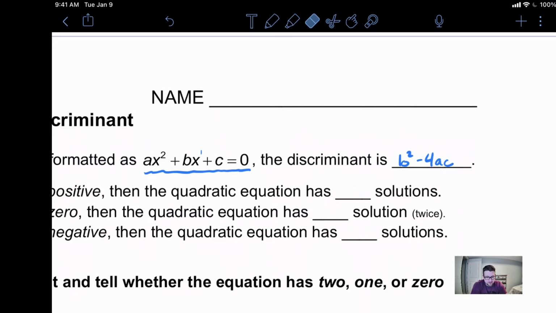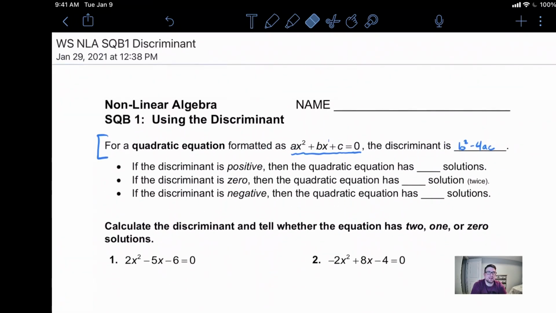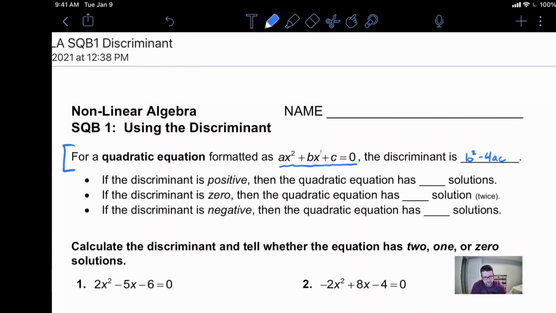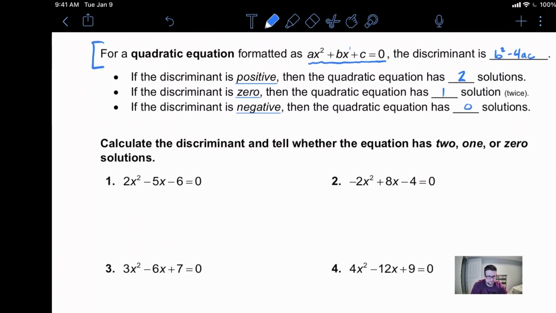Now, the reason we care so much about the discriminant is because the discriminant is going to tell us how many solutions we need to find for each equation. So if the discriminant is a positive number, then our equation is going to have two solutions. If the discriminant is equal to 0, then we actually have one solution, which is a little strange because 0 and 1, but it makes sense later on a little bit more. And finally, if the discriminant ends up being a negative value, then we are going to have 0 solutions, or no solutions.